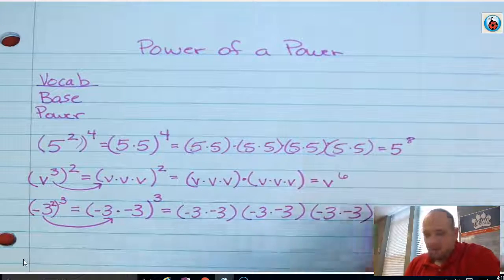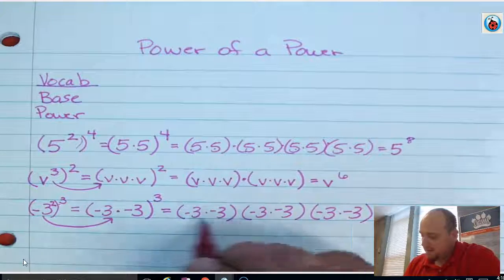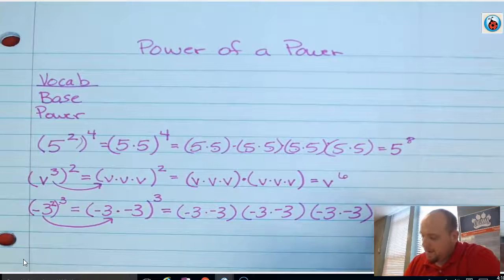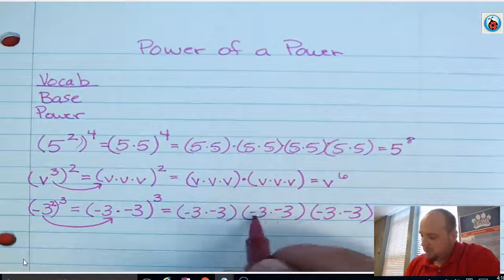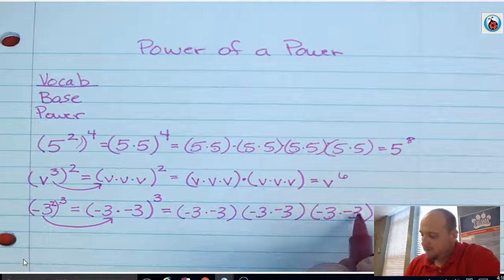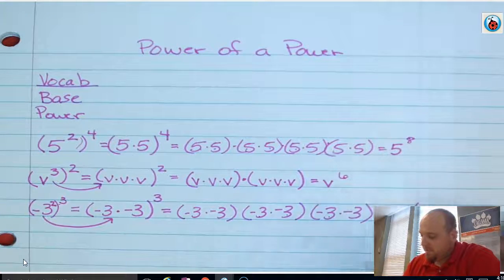So again, look at what number is being multiplied as the base. Negative 3 is being multiplied. How many times do we multiply by negative 3? 1, 2, 3, 4, 5, 6. So I'm going to put a 6 there.